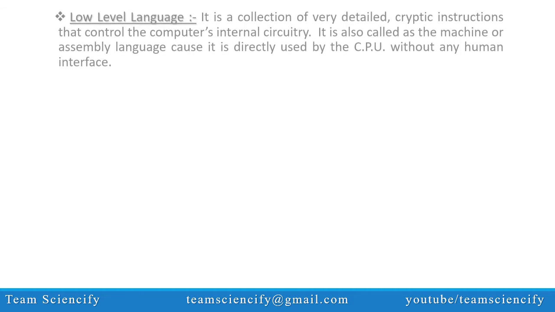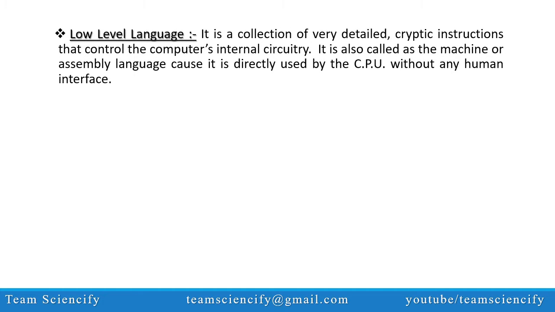The first category is low level language. It is a collection of very detailed cryptic instructions that control the computer's internal circuitry. It is also called machine or assembly language because it is directly used by the CPU without any human interface. For example, when we are programming any microcontroller device, then we have to use more complicated language like assembly language, which is meant only for machine-machine interaction. So the involvement of the machine is up to 80% and only 20% is human intervention in such languages. They are comprised of much more complicated sentences which we don't often use in natural language.